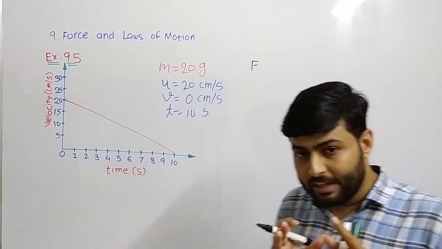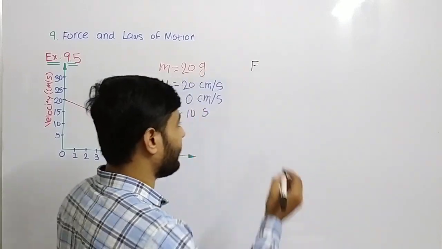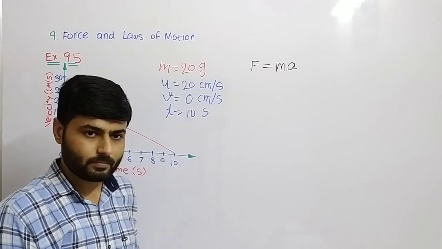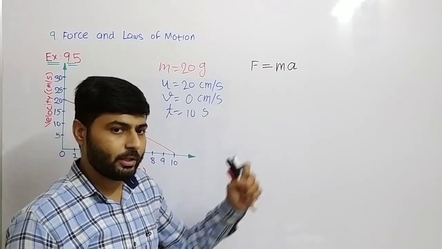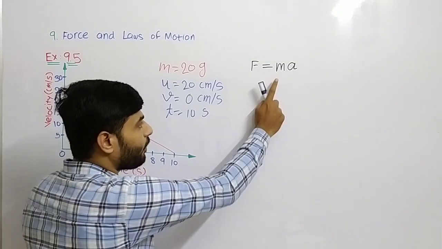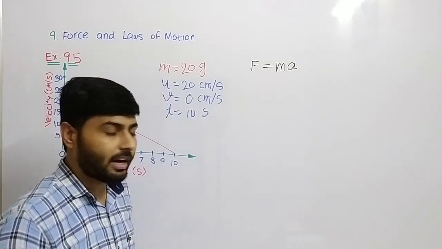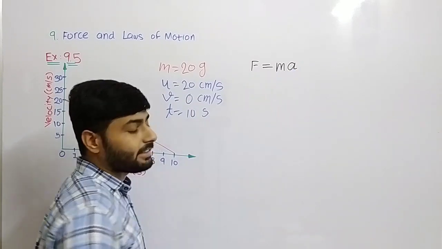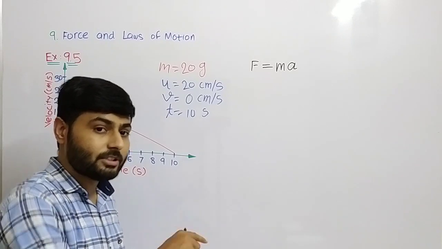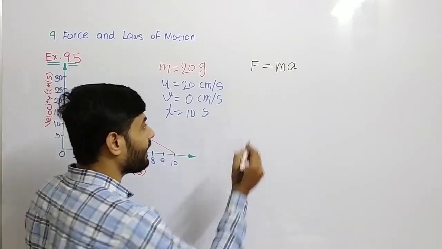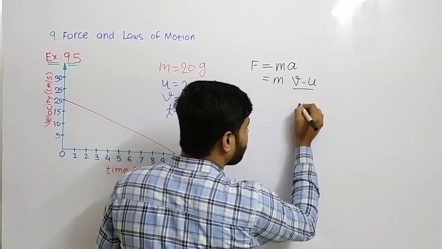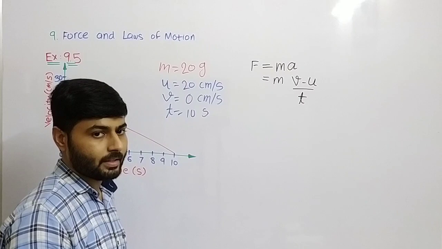We have only one formula of force, that is F is equal to ma. Let's see whether we have all the values or not. We have F here that we want to find. We want mass for that. Do we have mass? Yes, we have mass. A, that is acceleration. We don't have acceleration, but from past examples we know that we have the formula of acceleration, that is a = (v - u) / t.